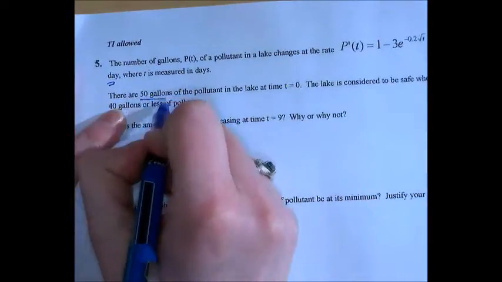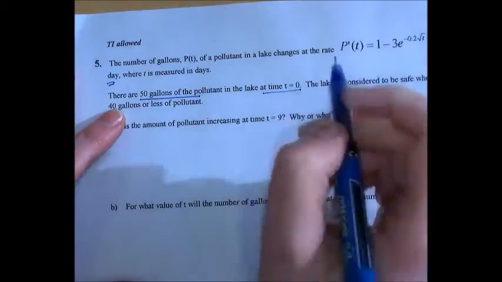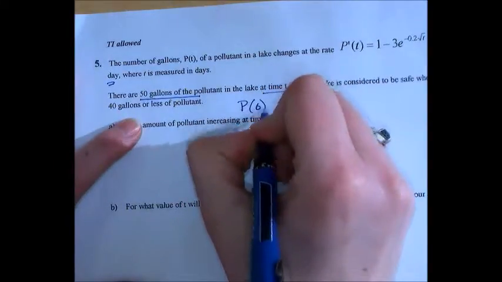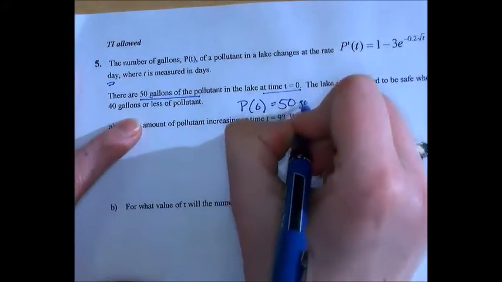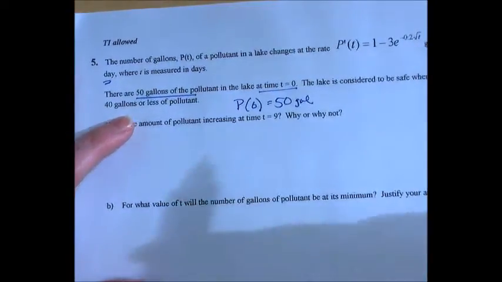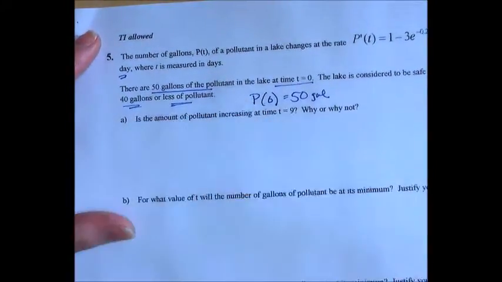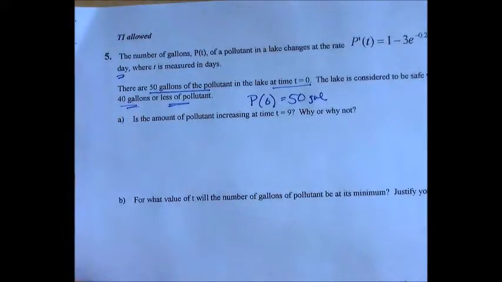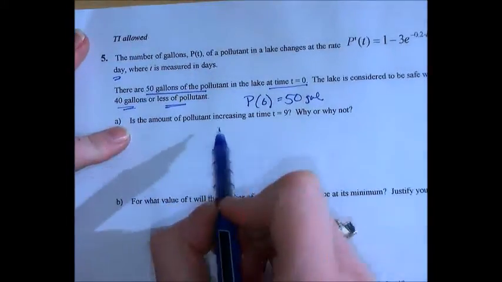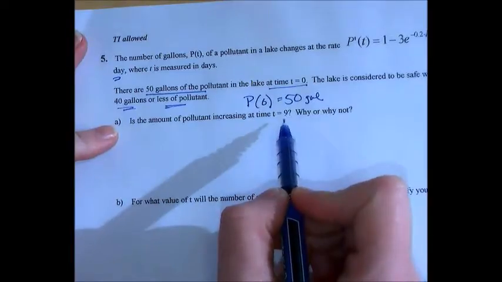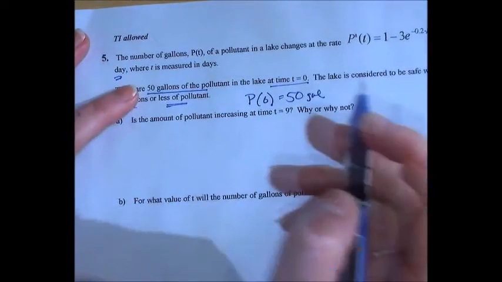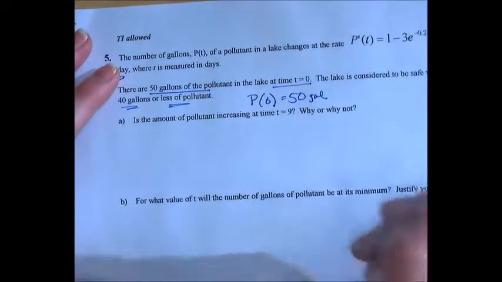There are 50 gallons of the pollutant at time 0. So the pollutant at 0 is 50 gallons. So that's my starting point. The lake is considered safe when it contains 40 gallons or less of the pollutant. Okay. Is the amount of pollutant increasing at time 9? Why or why not? Go back to your justifications.